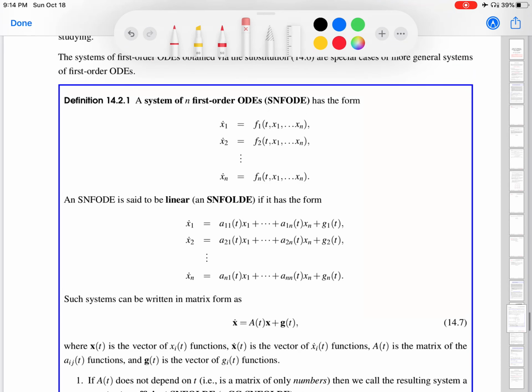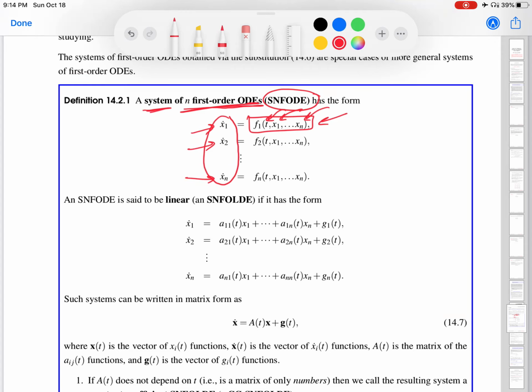So this is a definition that is defining what a system of n first order ODEs, so SN FOD, looks like. It has the following form. On the left hand side, you have first derivatives of a bunch of unknown functions, x1, x2, all the way to xn. On the right hand side, this notation means that you have a function of possibly t, possibly x1, all the way down to possibly xn. Right, so what's an example? Maybe like t squared plus x1 plus x7 or something, right? So that's a function of t and x1 and x7.